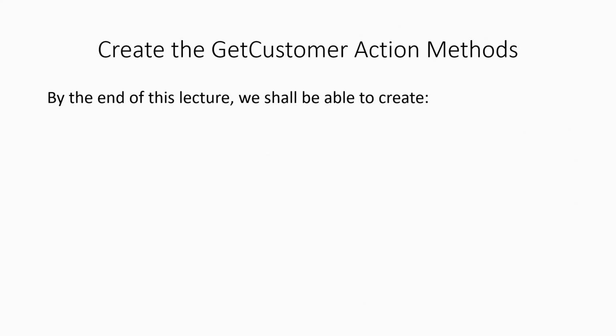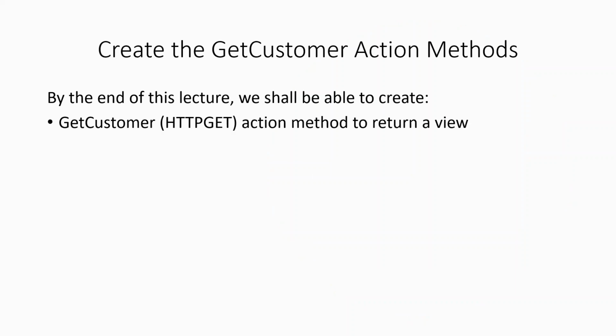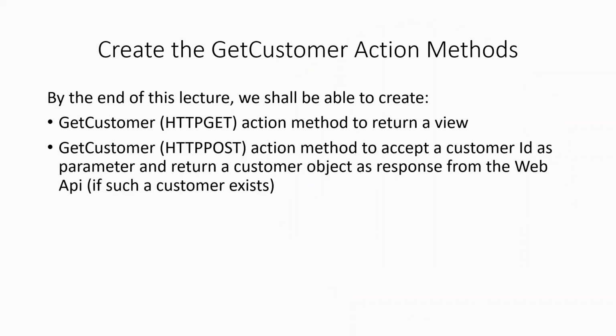So by the end of this lecture, we shall be able to create the GetCustomer HTTP get action method to return an empty view, and also the GetCustomer HTTP post action method to accept a customer ID as a parameter and return a customer object as a response from the web API if such a customer exists with the ID. So let's flip over to Visual Studio for action.